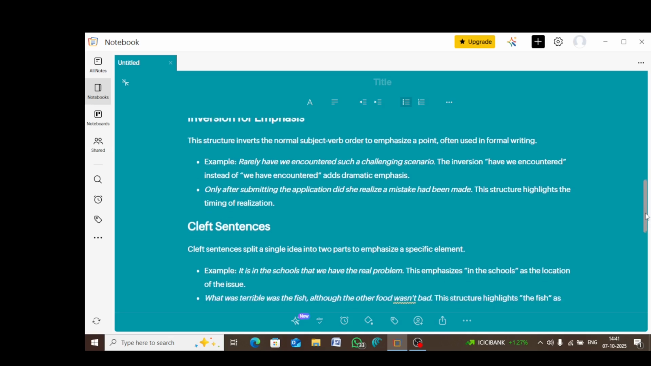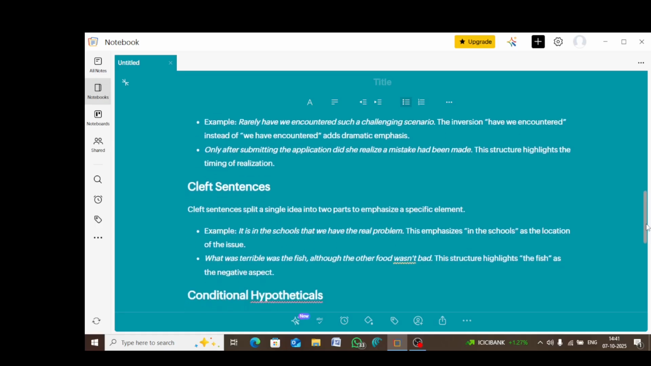Now cleft sentences. Cleft sentences split a single idea into two parts to emphasize a specific element. That is, a single sentence is divided into two parts to give emphasis. Example, it is in the schools that we have the real problem. Instead of saying we have the real problem in the schools, which is a normal sentence with no emphasis, bringing the location of the emphasis or the cause to the beginning gives the emphasis. This is another type of emphasis.